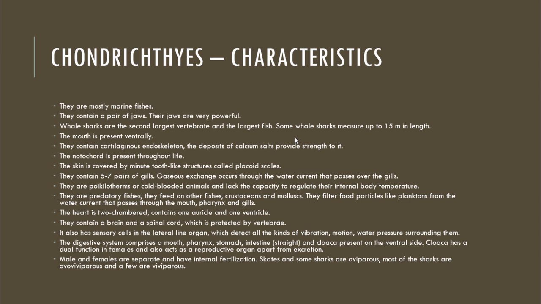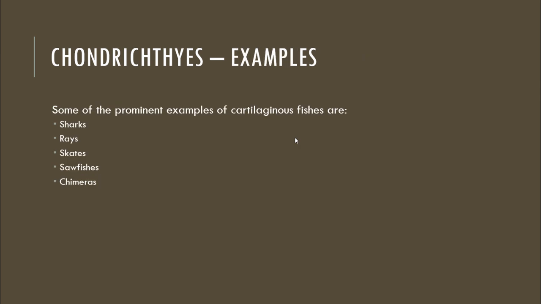Skates and some sharks are oviparous in the sense that they lay eggs. Most of the sharks are ovoviviparous. Ovoviviparous means that they lay eggs, swallow the egg, and now give birth to it alive. And few are viviparous, they give birth to their young ones alive. So examples we have sharks, ray skates, sawfishes, and chimeras. You can just take note of these guys. But the one that you will most likely see in your exam is sharks, rays, and skates.